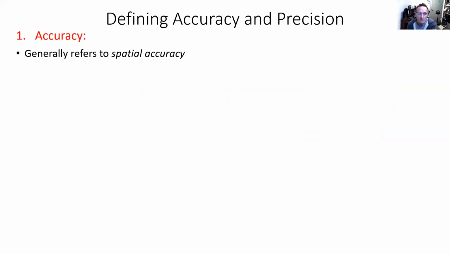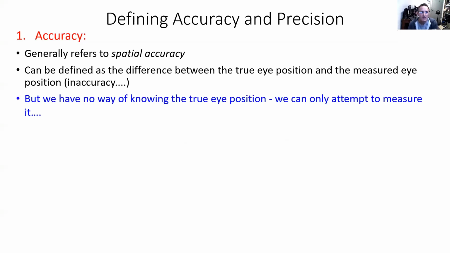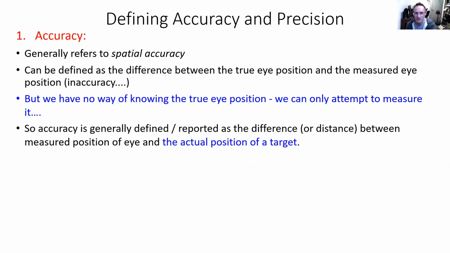People are generally referring to spatial accuracy, which in an ideal world, you would want to define as the difference between where the eye is actually looking and where the eye tracker says the eye is looking. That would be a very useful definition of the accuracy of an eye tracker. But the problem with that definition is that we have no method by which we can know where somebody is actually looking. If we did, we wouldn't need eye trackers. We could all go home. But we can't know where somebody's looking. We can only attempt to measure where somebody's looking. And that's the second bit, that's our eye tracker. So what do we do for the first bit?